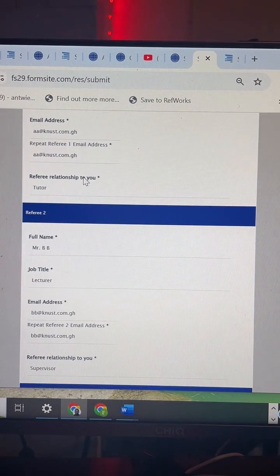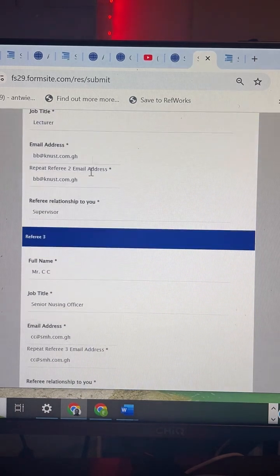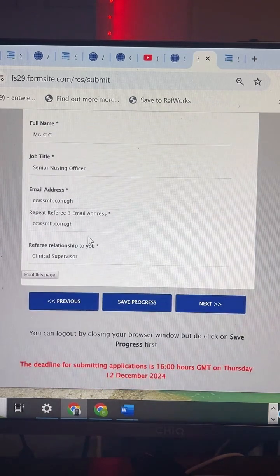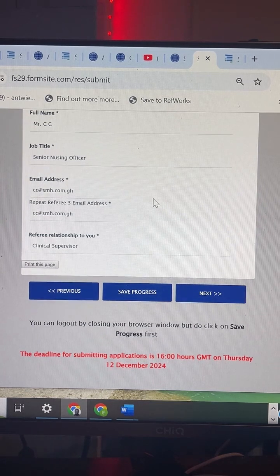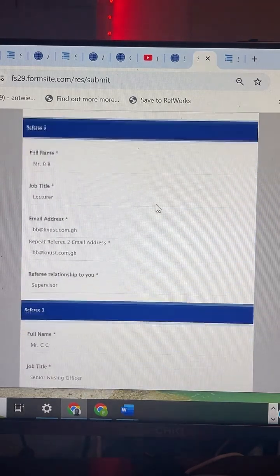So you repeat the email, and then the referee's relationship to you: is the person your tutor, is the person your supervisor. And so you go ahead and type in these details of your referees, and it should be 3 referees. And if possible, one of these referees should be within your current working environment. So it can be your employer, it can be your immediate supervisor or your line manager. So that is that for your referees.